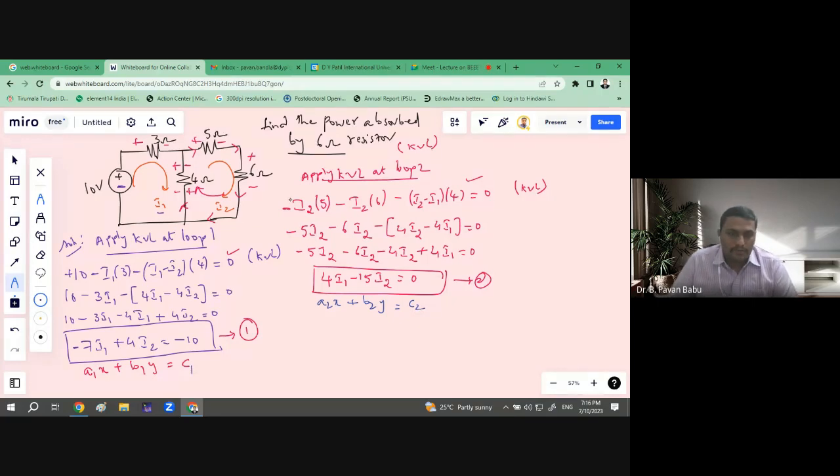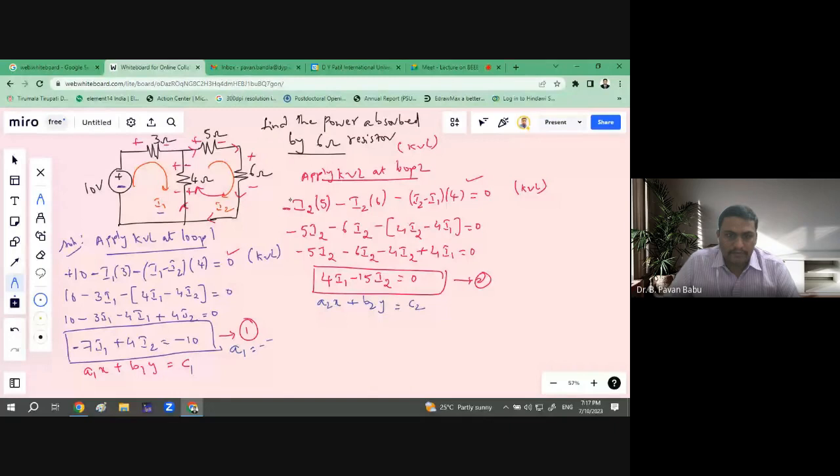Now we have to solve these two equations, 1 and 2. In the earlier session we did cross multiplication and solved equations 1 and 2 for that particular problem, and found the unknowns, that is the current values. Now the same we can do using the calculator and see how it works. We need to find two unknowns.